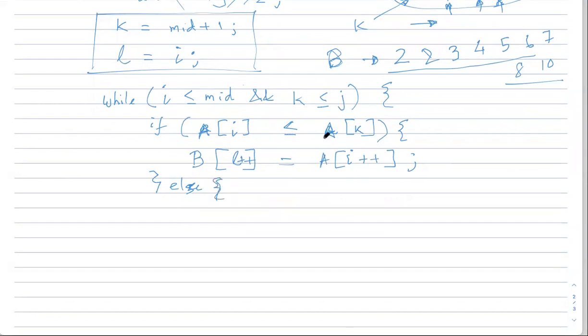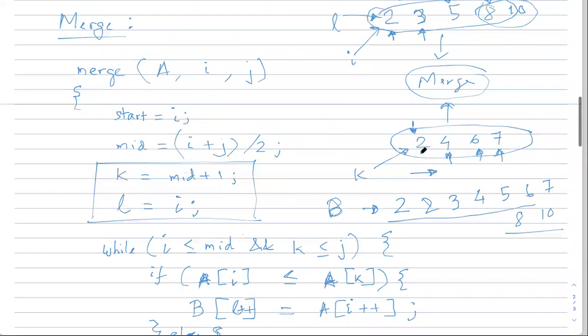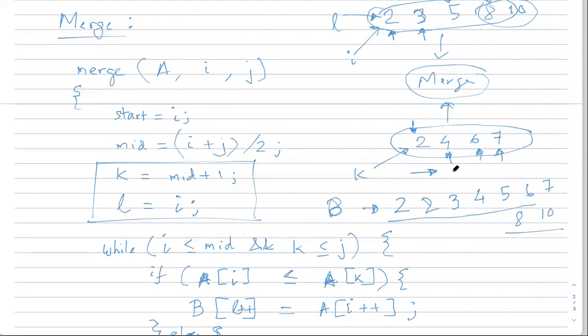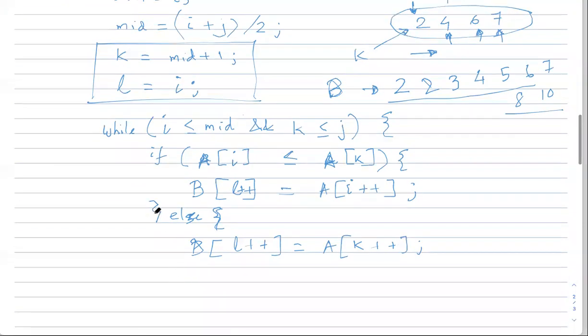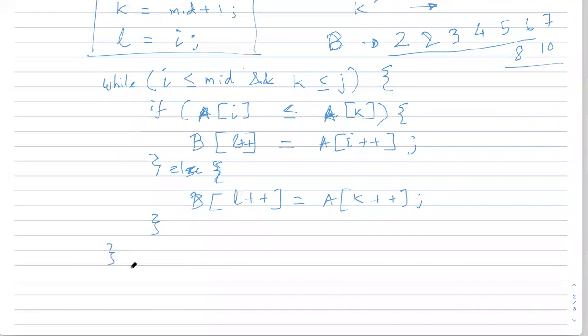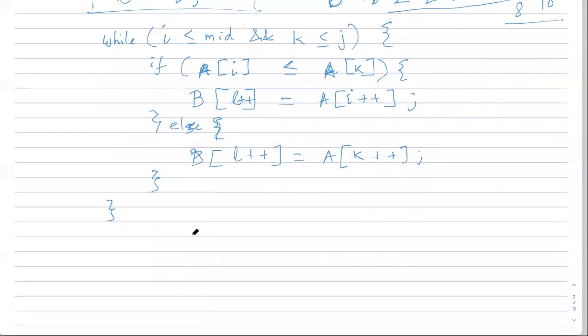Okay. So now if it's the other way around, where AK is less than AI, then it's going to choose the element from here, and it's going to increment K forward, right? So it's going to be B of L plus plus equal to A of K plus plus. Okay. And then you're done.